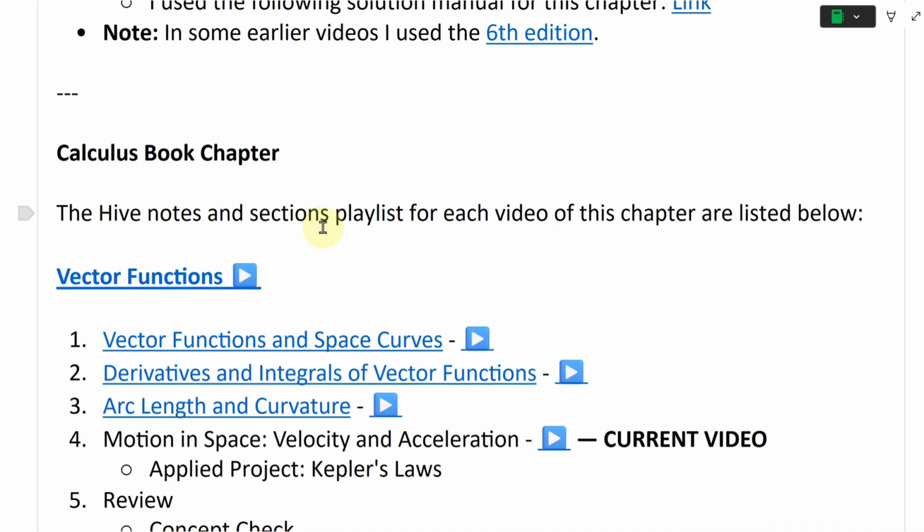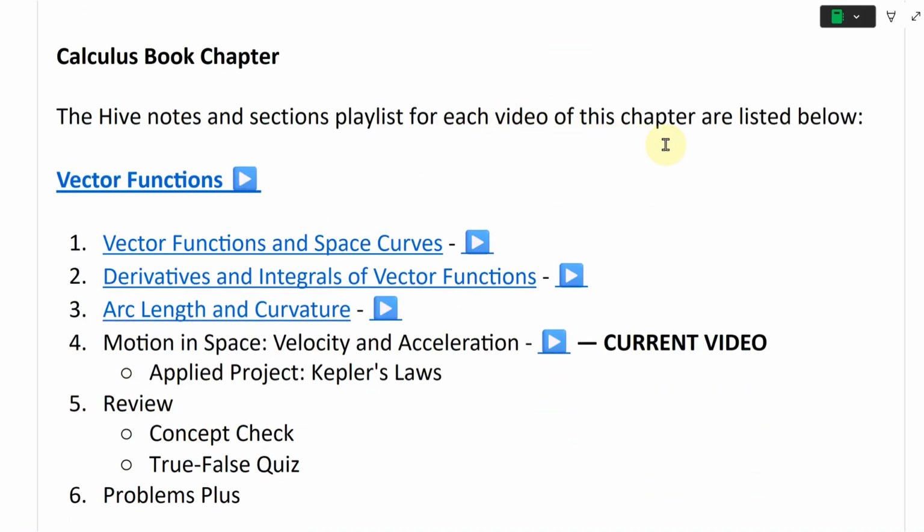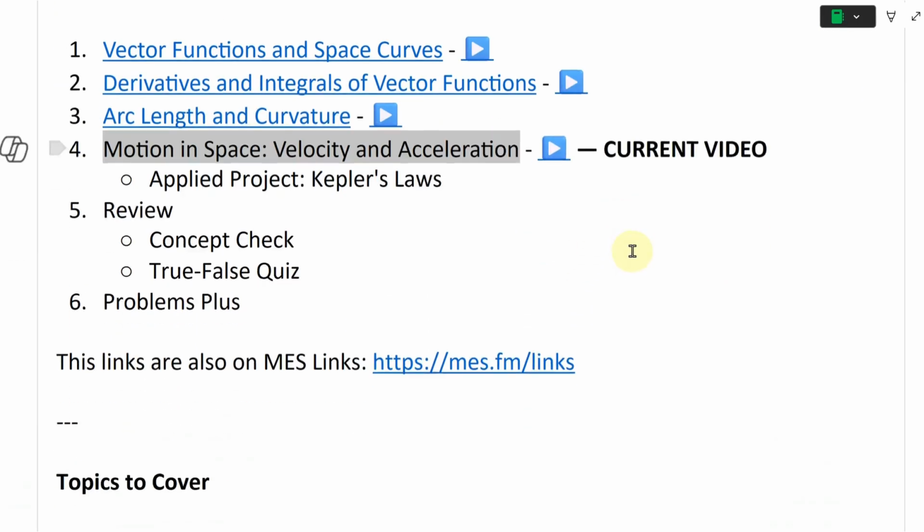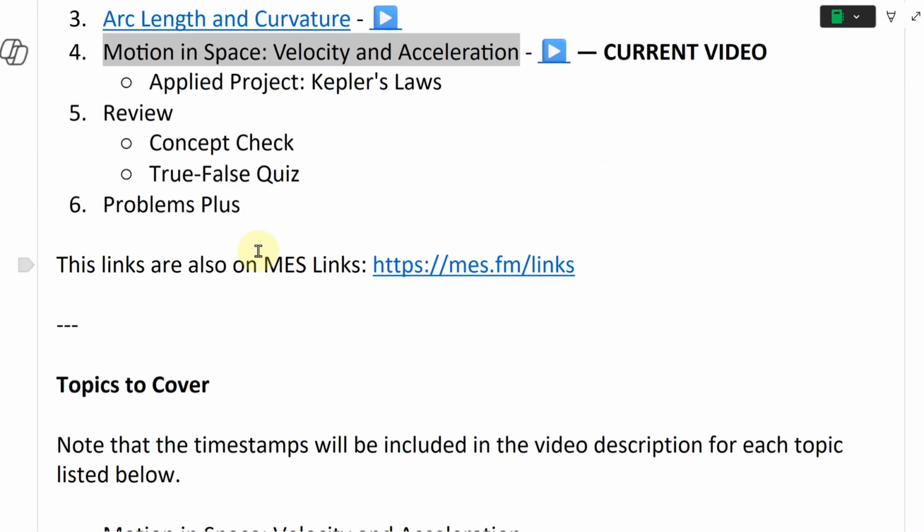So the Hive notes and sections playlist for each video of this chapter are listed below. Here's the whole calculus book chapter. There's vector functions, and this is a playlist to all of these videos so far. I've done 3 of these: vector functions and space curves, derivatives and integrals of vector functions, and then the video before this I did arc length and curvature. Now we're going to cover motion in space, velocity, and acceleration. This is the current video, so it's going to be quite epic.